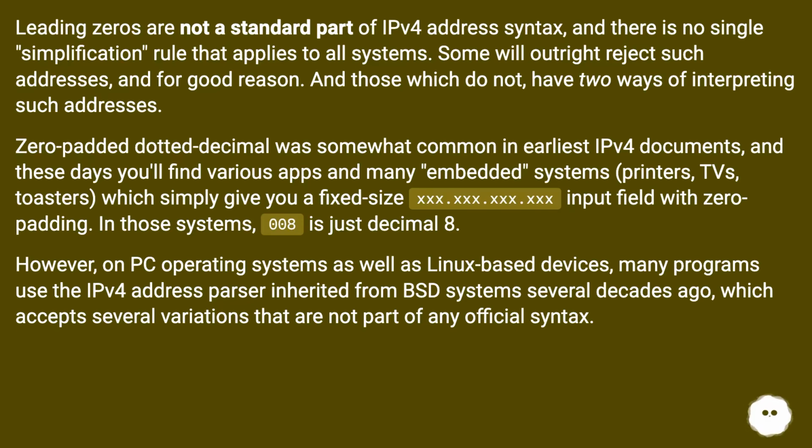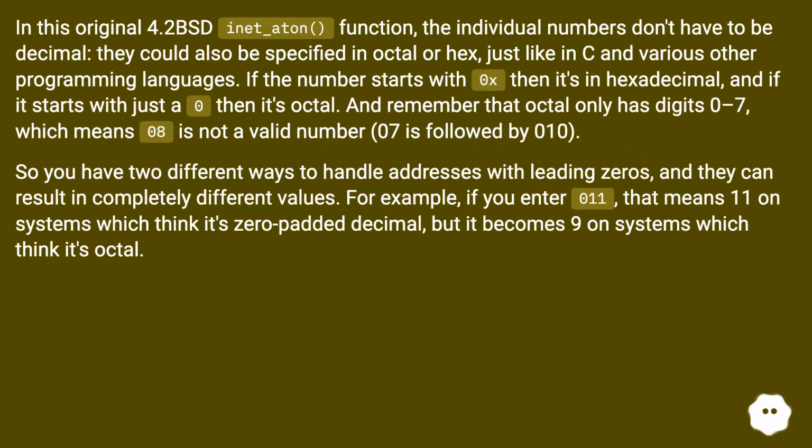However, on PC operating systems, as well as Linux-based devices, many programs use the IPv4 address parser inherited from BSD systems several decades ago, which accepts several variations that are not part of any official syntax. In the original 4.2 BSD inet_aton function, the individual numbers don't have to be decimal. They could also be specified in octal or hex, just like in C and various other programming languages. If the number starts with 0x, then it's hexadecimal, and if it starts with just a 0, then it's octal.